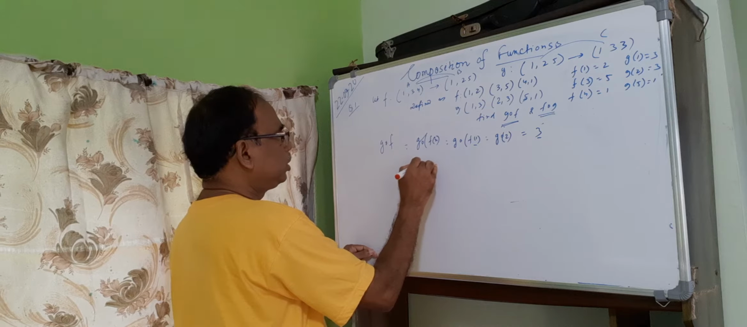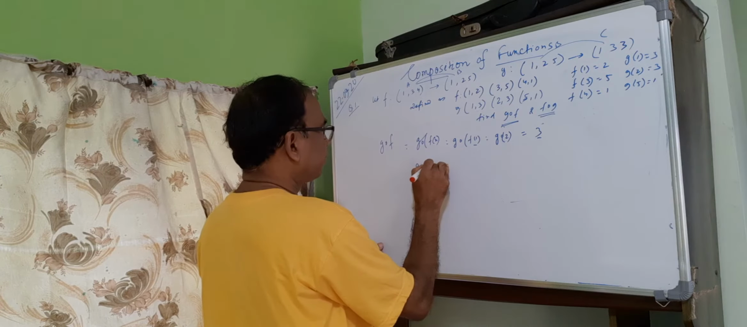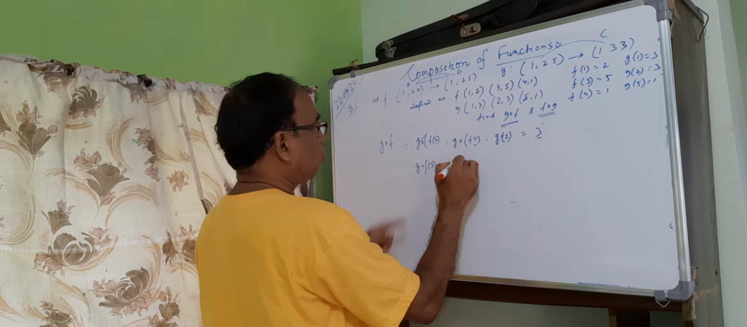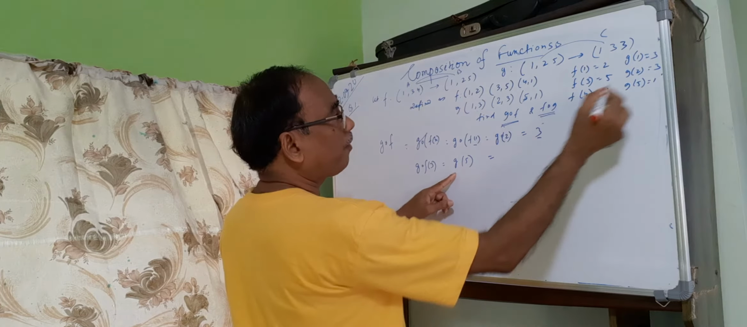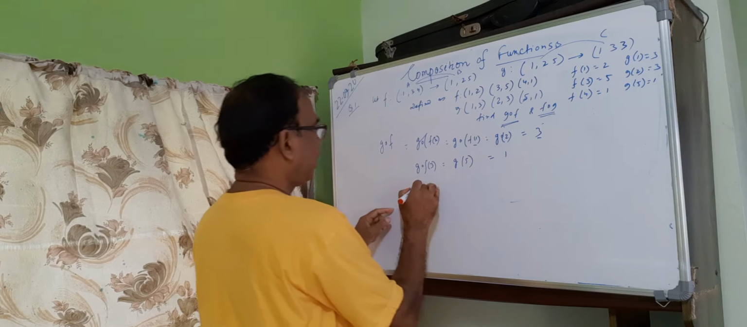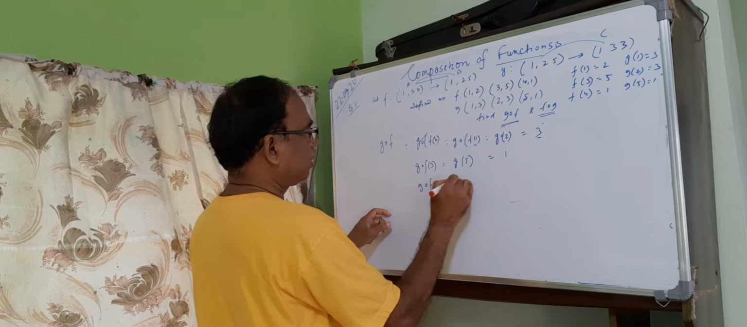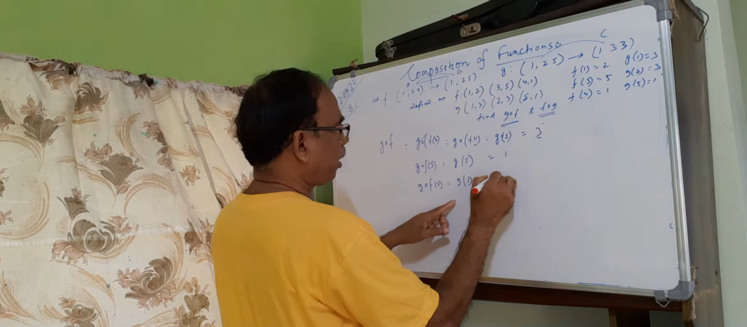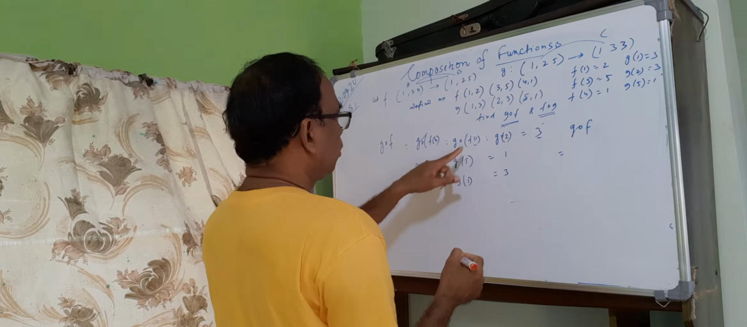Now G of F(3) equals G of 5, since F(3) is 5. What is G(5)? That is 1. Again G of F(4): F(4) is 1, so G(1). What is G(1)? It is 3. Therefore GOF equals (1,3), (3,1), (4,3).